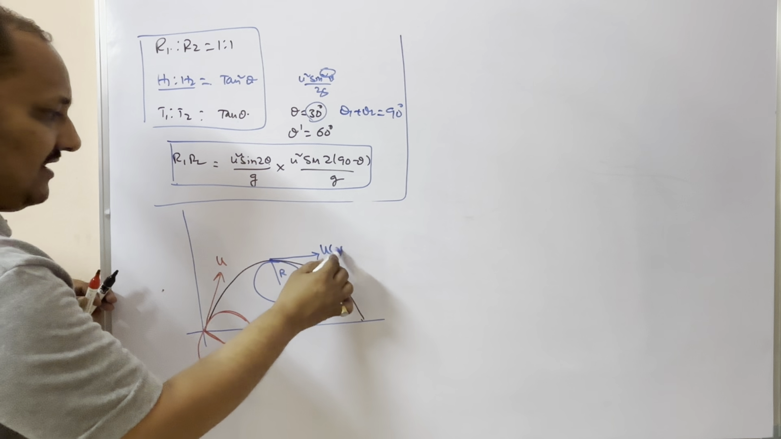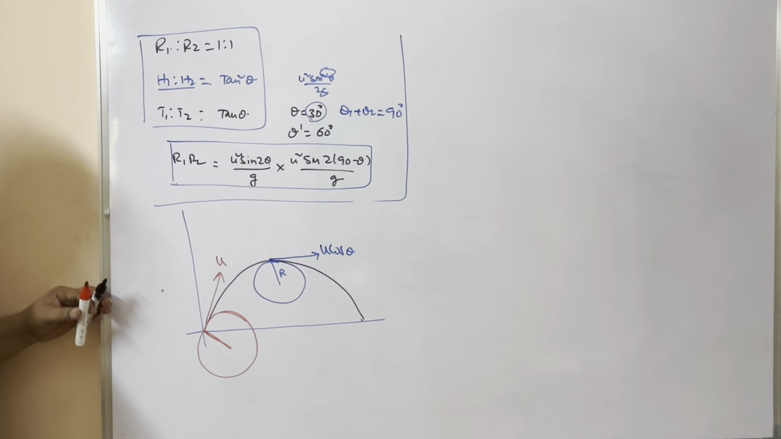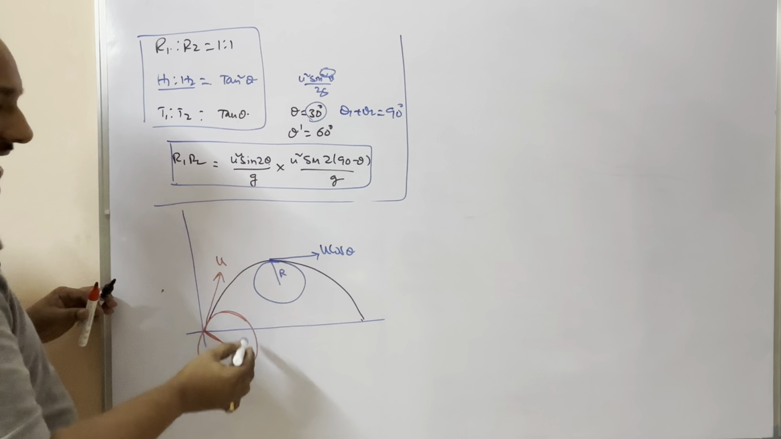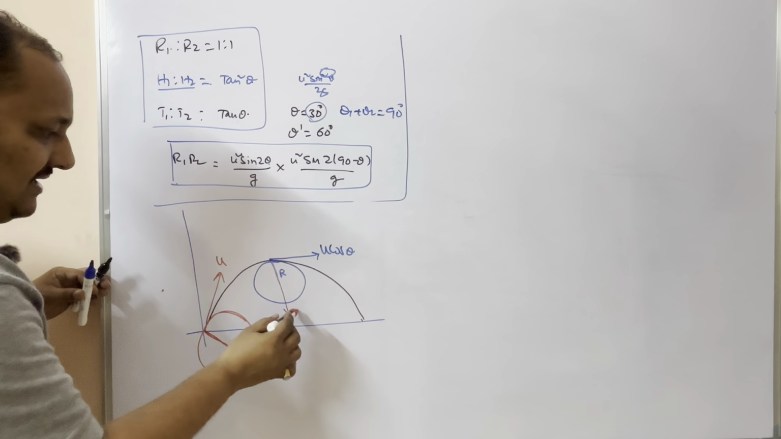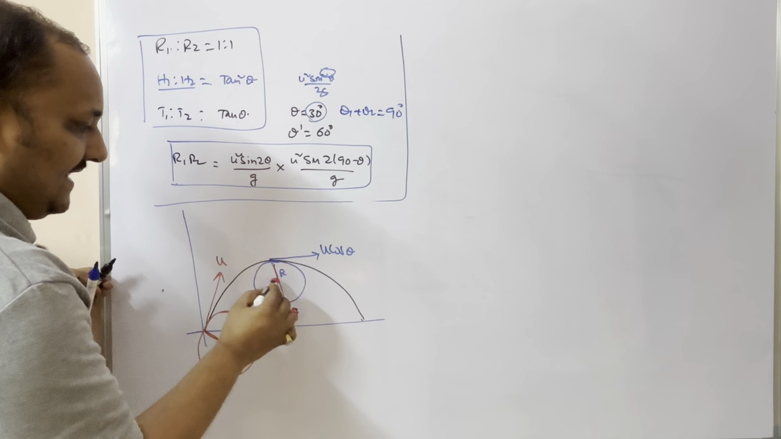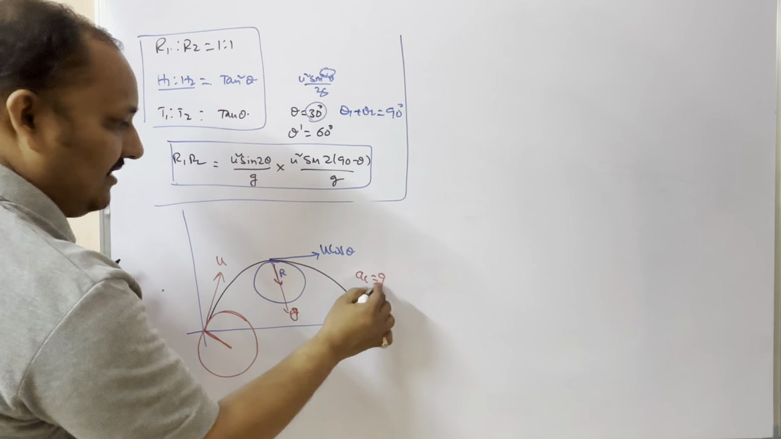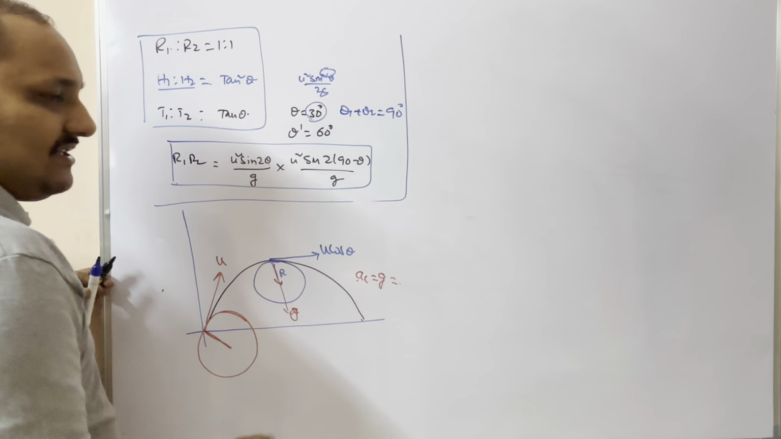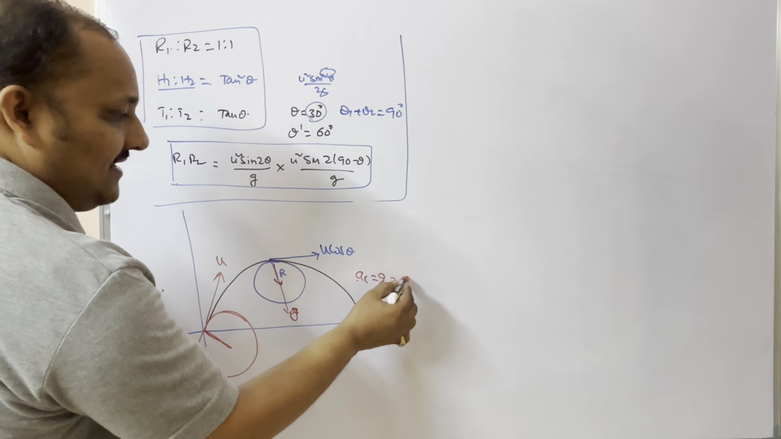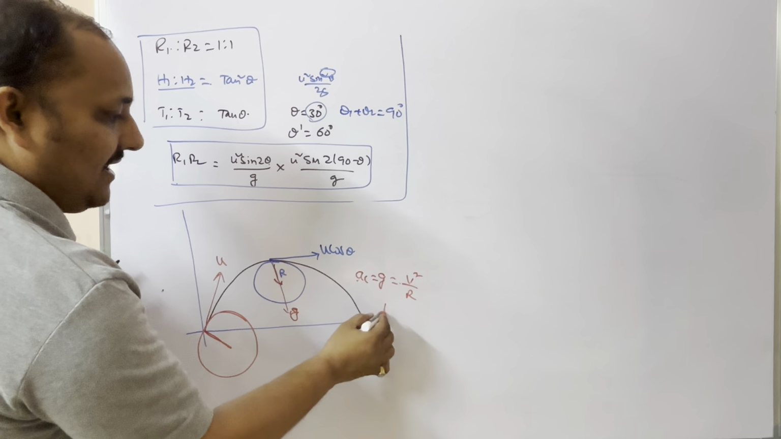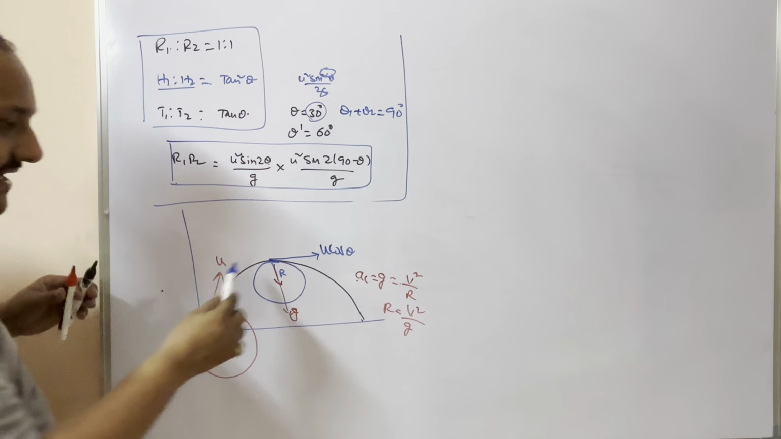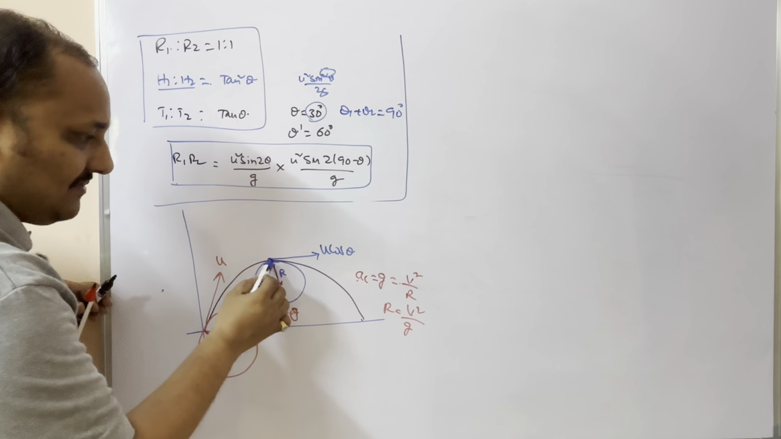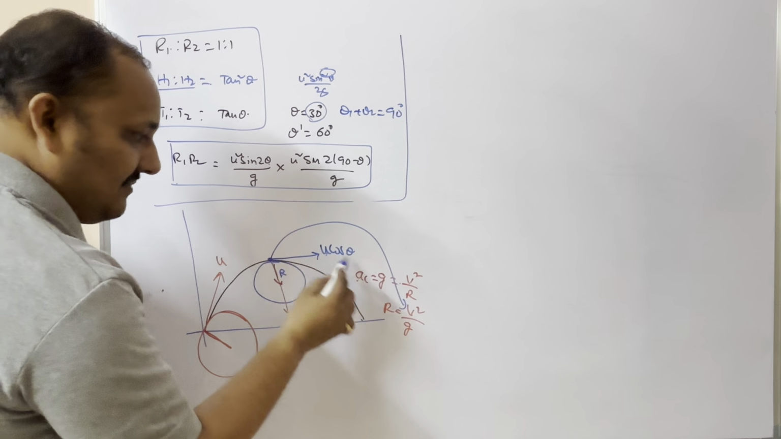So here the velocity is going to be u cos theta. Now what is this r? In this direction, what is the acceleration due to gravity? G. Therefore the centripetal acceleration is going to be g. What is the centripetal acceleration formula? A c is equal to v square by r. Then r is equal to v square by g. What is v at this point, at maximum height? What is the velocity? U cos theta.